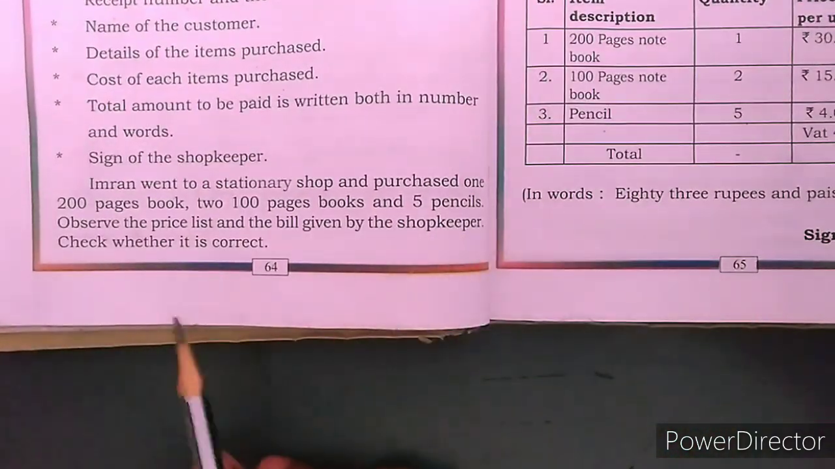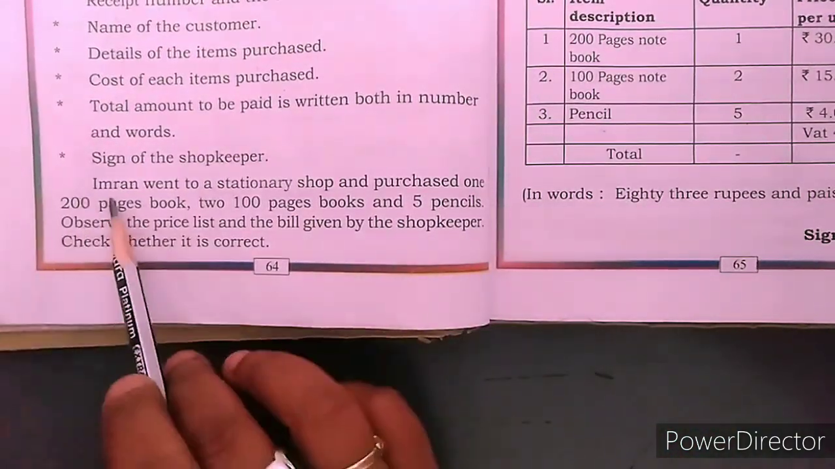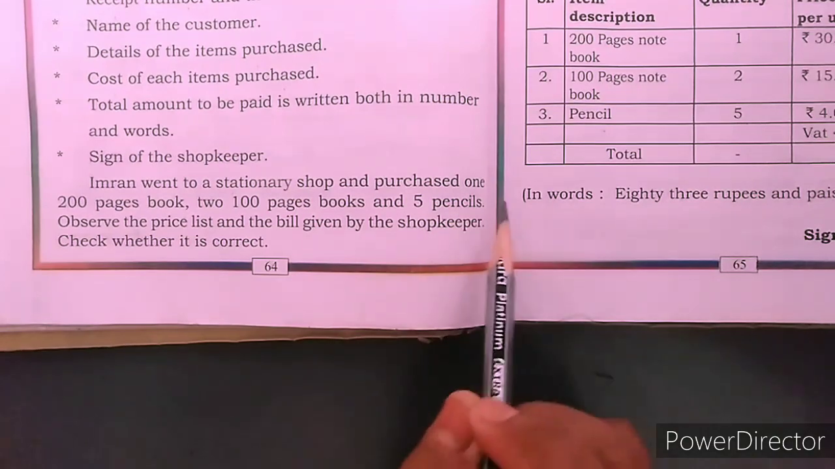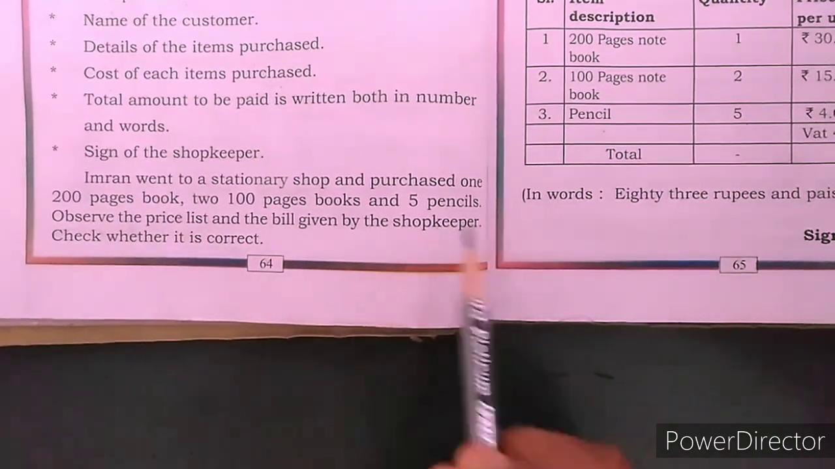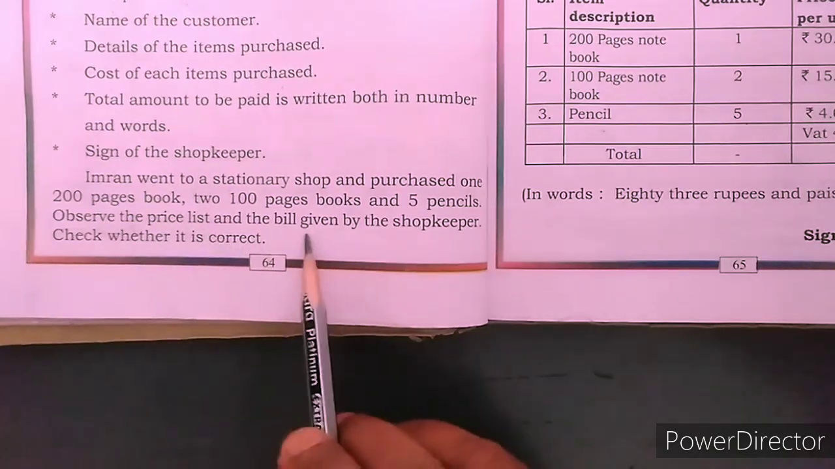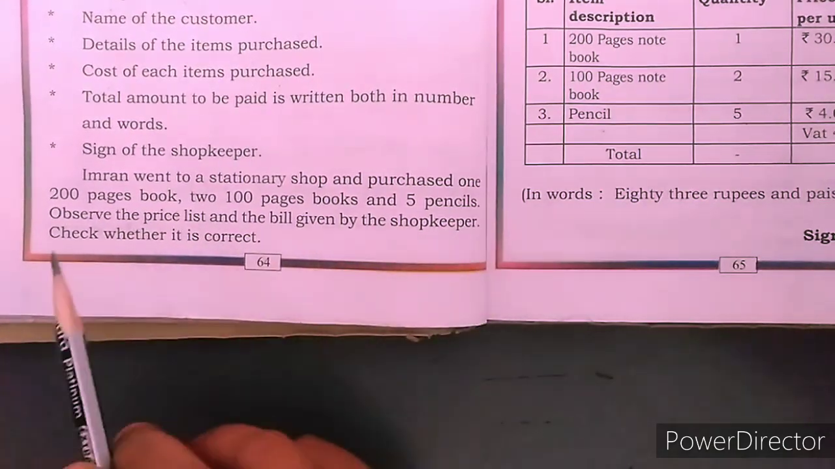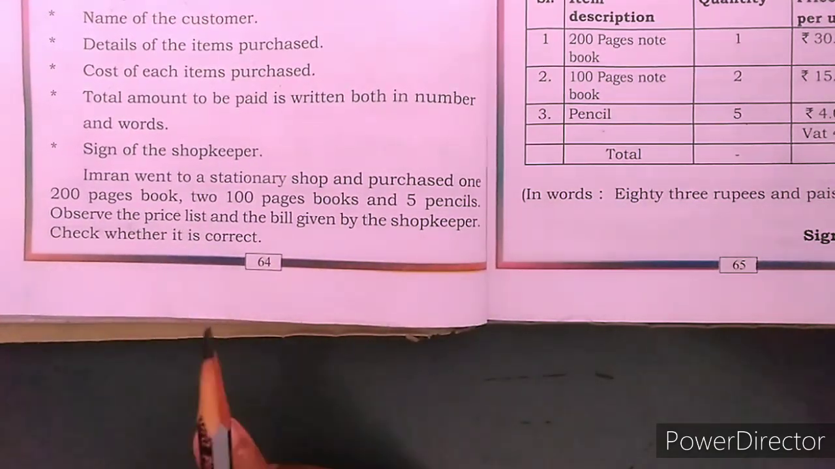Now we will see about Imran. Imran went to the shopkeeper's shop and purchased one 200 pages book, one 100 pages book and 5 pencils. Observe the price list and the bill given by the shopkeeper. Check whether it is correct or not.